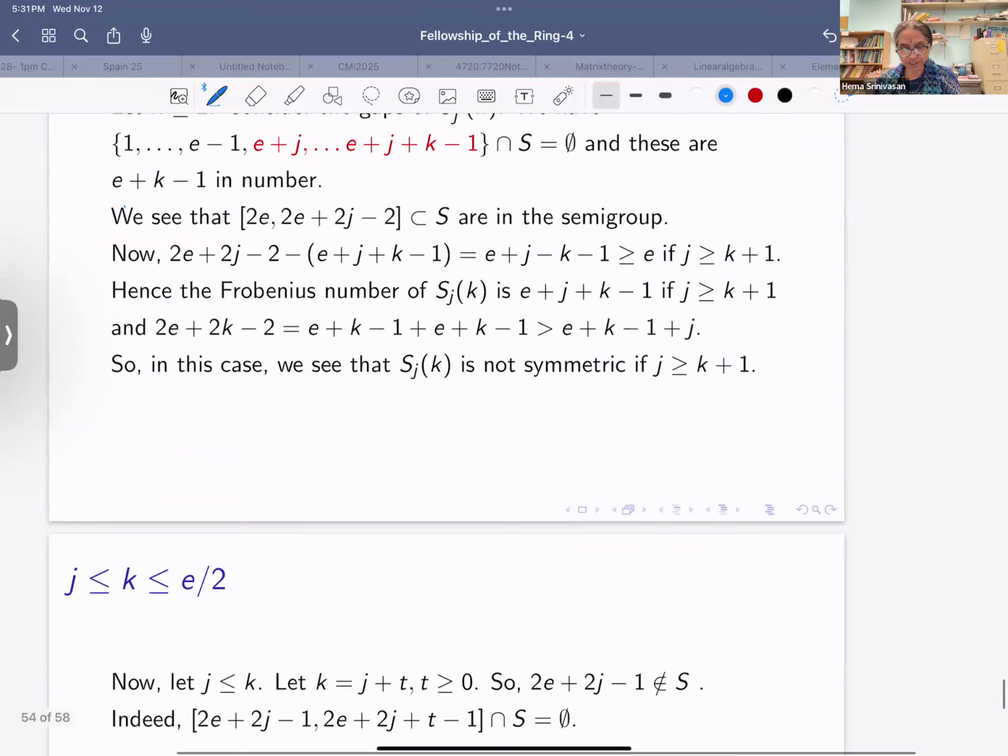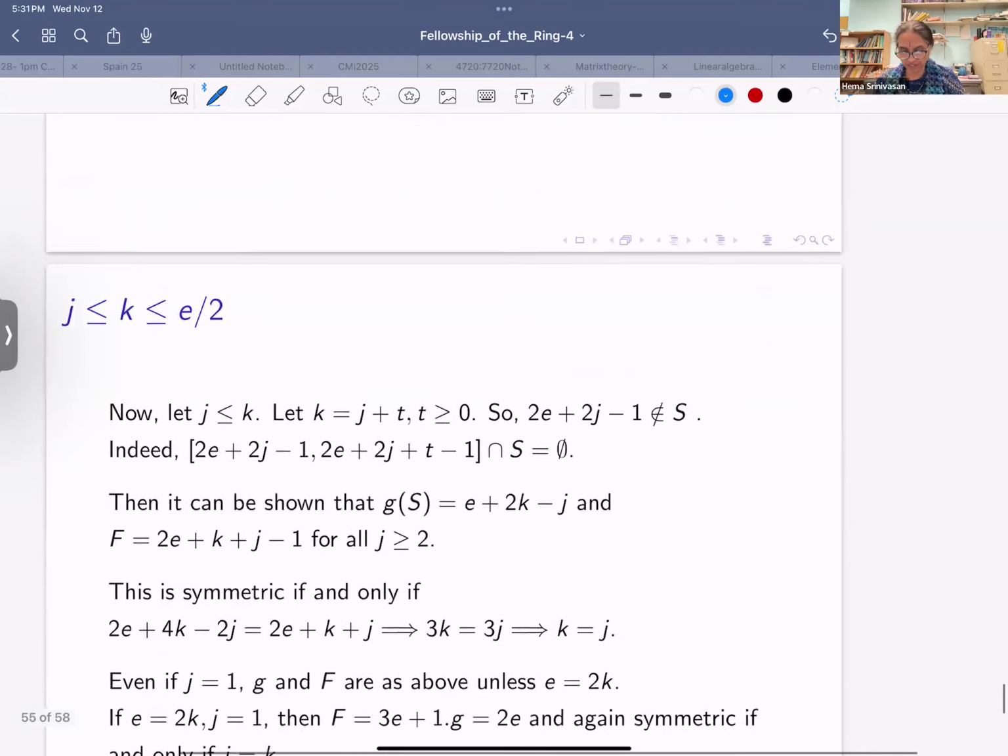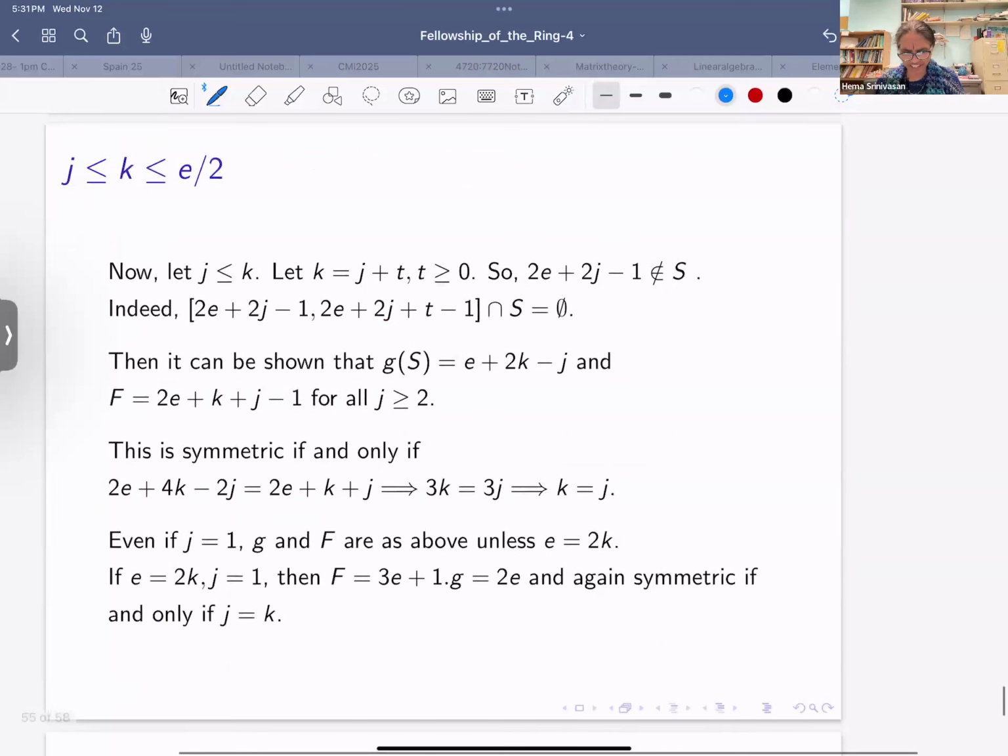That was the next number. Remember, 2e plus 2j minus 2 is in there. But this next number is not there now. Not only that, none of these, the next set of them, t here, are there. T plus one of them here is not in there.